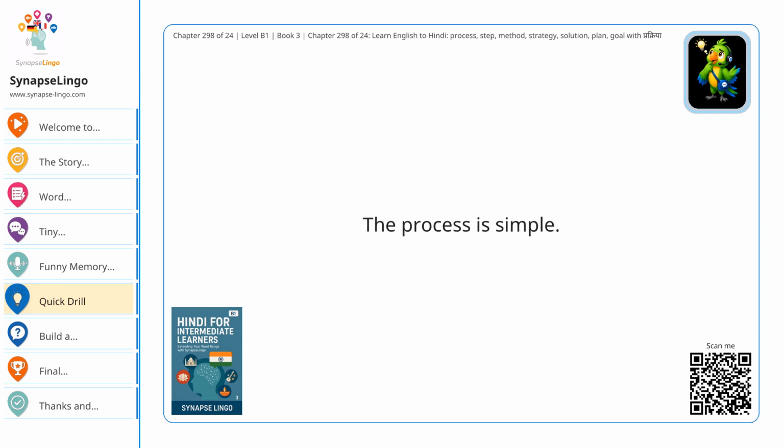The process is simple. Answer. प्रक्रिया. Take one more step. Answer. कदम. This method works. Answer. विधि. We need a better strategy. Answer. रणनीति. That is the solution. Answer. समाधान. We made a plan. Answer. योजना. My goal is clear. Answer. लक्ष्य.